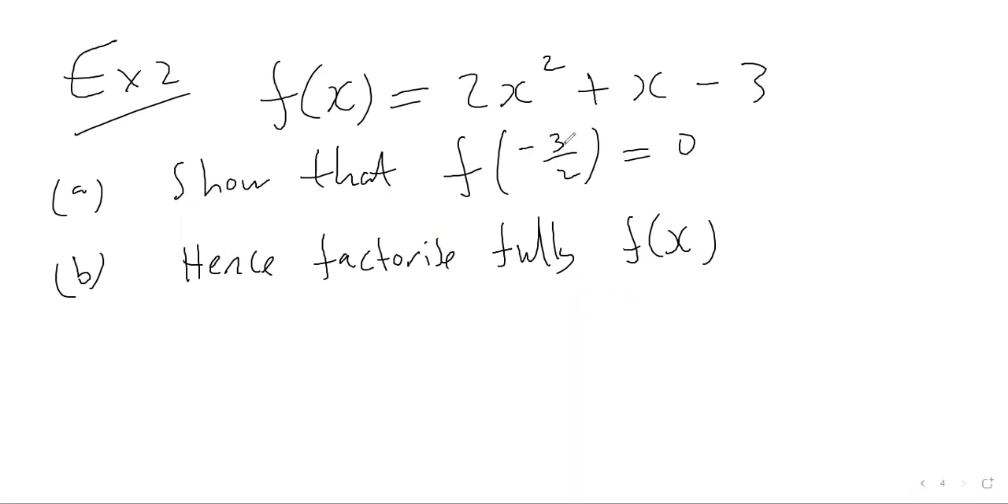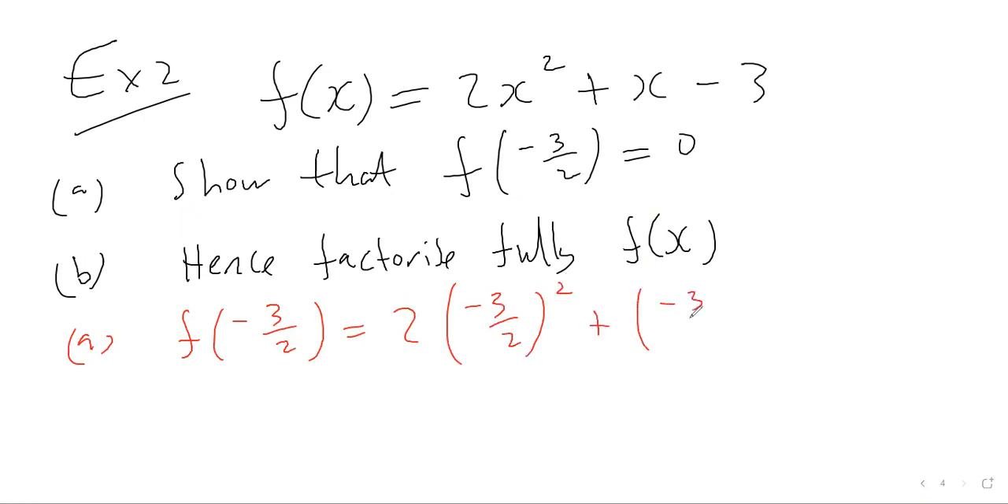So we've got to show that f of minus 3 over 2 equals 0 is true. So let's do that with part A. For part A, just sub in minus 3 over 2. If we do that, we get 2 times minus 3 over 2 squared plus minus 3 over 2 minus 3.